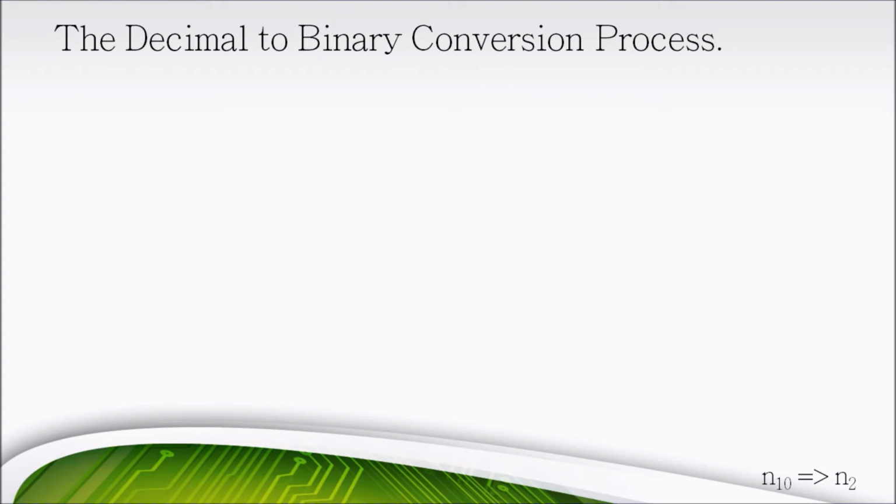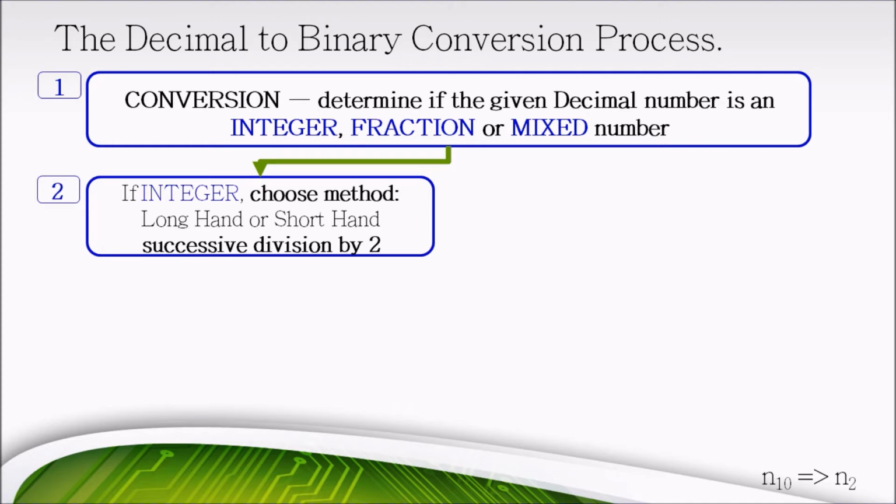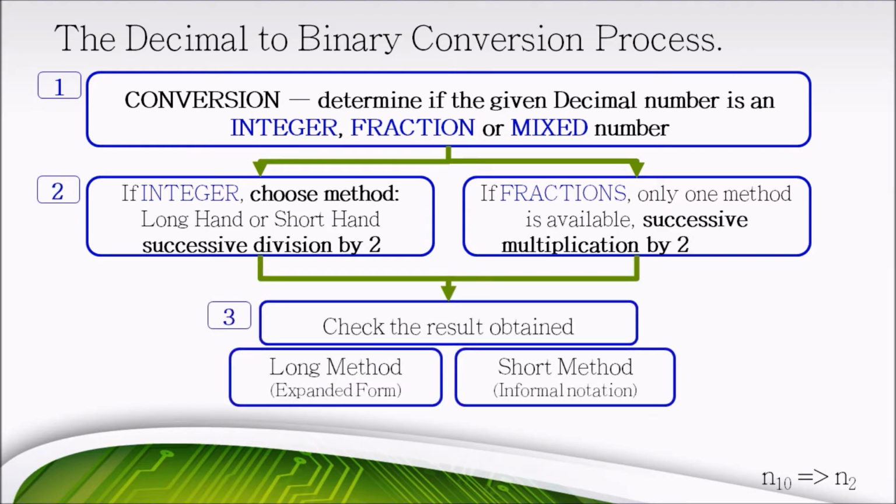Conversion from decimal to binary is a straightforward three-step process. First step is identifying the given number, whether it's integer, fraction, or a mixed number. If the given number is an integer, then successive division by 2 is the next process. If it is a fraction, then the next step is successive multiplication by 2. If it is mixed, then you will have to do both processes, or arithmetic operation. Last step is the checking of the result obtained. You may choose the notation method you are comfortable with unless stated otherwise in the problem.